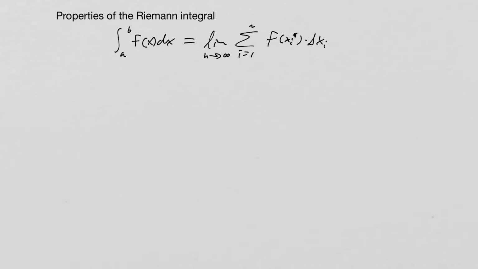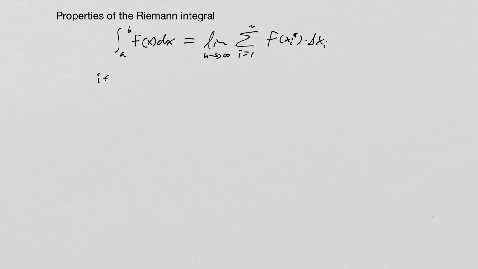Hello and welcome. In this video, we're going to talk about properties of the Riemann integral. So just to recap, we see how we take the symbol, the integral from a to b of f of x dx, and we're equating it to this operation of summing all these areas of rectangles like so.